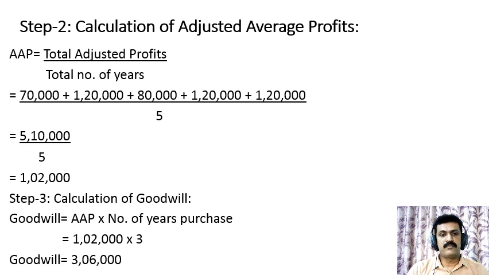In the last step, we have to calculate the goodwill. For the calculation of goodwill, the formula is adjusted annual average profits multiplied by number of years purchase. So adjusted average profits as per step 2 is rupees 1,02,000 multiplied by 3 years purchase. Therefore, the value of goodwill will be rupees 3,06,000.